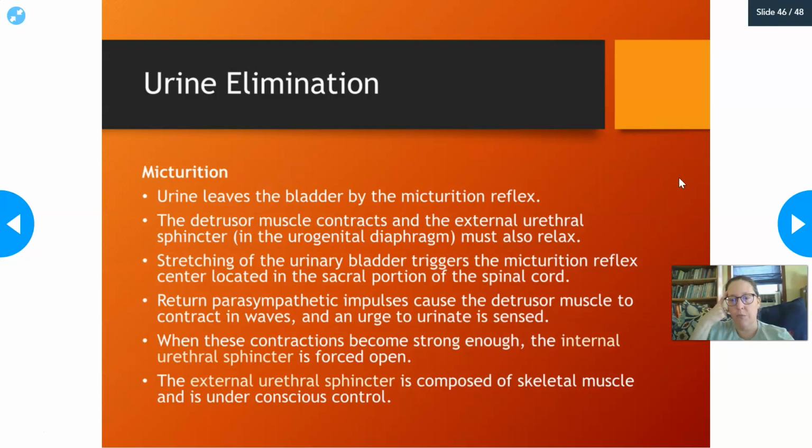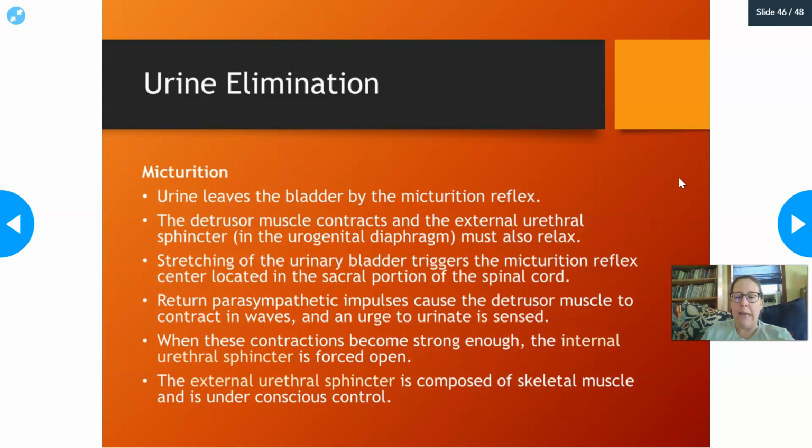So it doesn't even go to your brain, although some signals will go to your brain and you will interpret it as your bladder is full. But it goes to the sacral portion of the spinal cord. So it's a reflex. So part of it is straight to the spinal cord and back. Okay. Then you have return parasympathetic impulses that will cause the detrusor muscle to contract in waves. And so again, the impulses that are going to cause it to contract are parasympathetic. So you have to kind of be able to rest and relax to go pee.